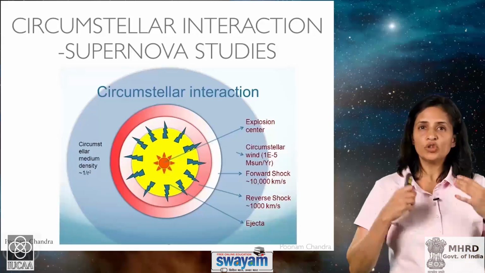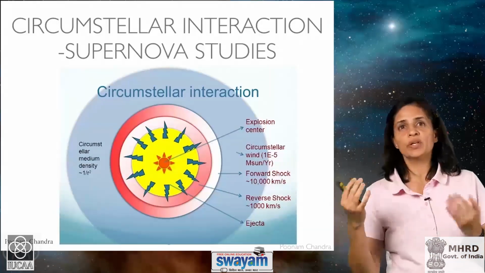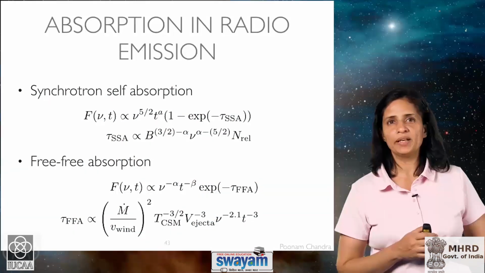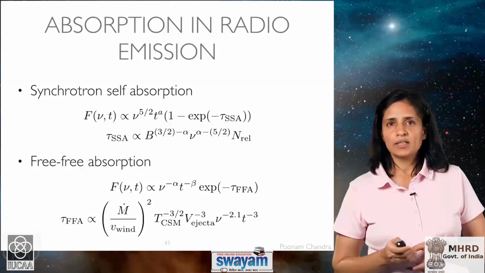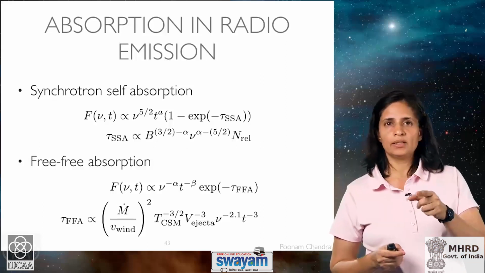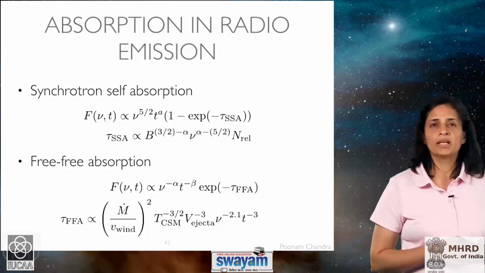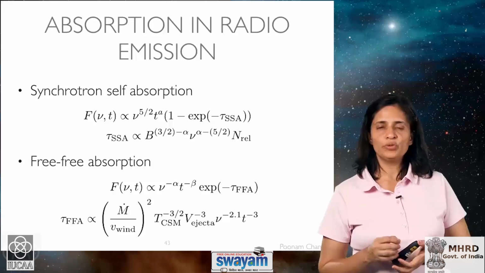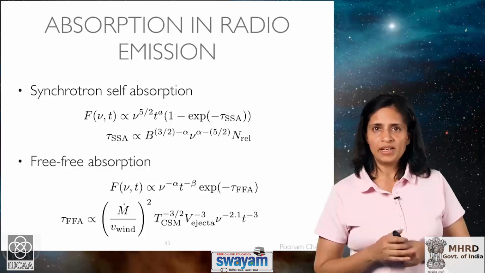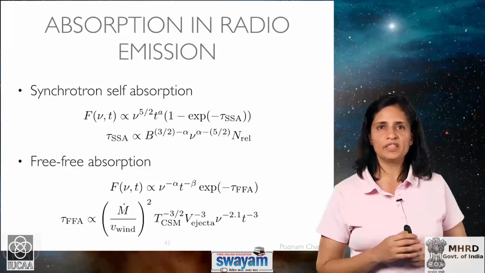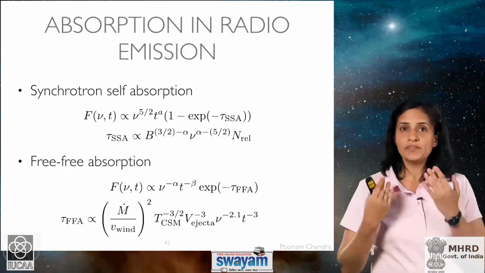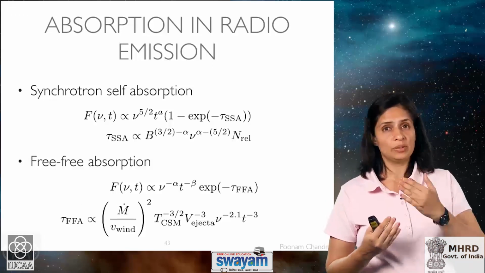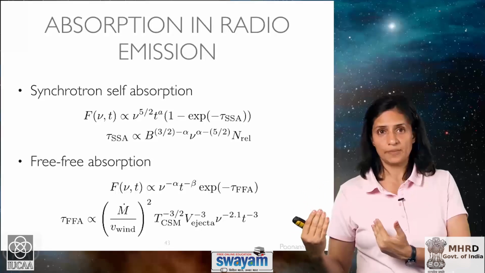In fact, if we study in the radio bands, which is the highest wavelength or lowest frequency, much of the radiation is absorbed, and in this formula, which looks a little complicated, and I do not want you to get into this, there are two things: synchrotron self absorption. In the synchrotron self absorption, F is the flux and tau is the optical depth, and optical depth you can see is proportional to N relativistic, which is relativistic electrons, and B, which is magnetic field. So, if you observe synchrotron absorption, you have information about the magnetic field of the system, you have information about the relativistic electrons and how they are changing with time.